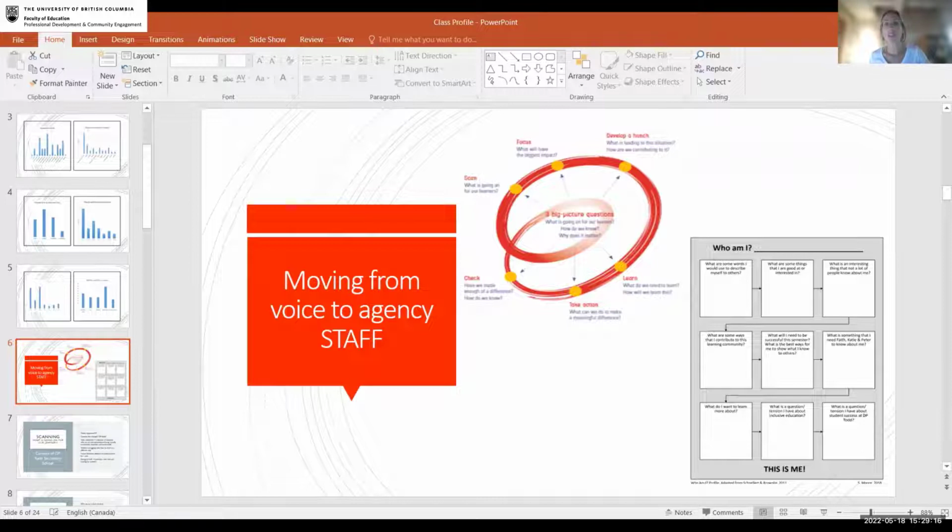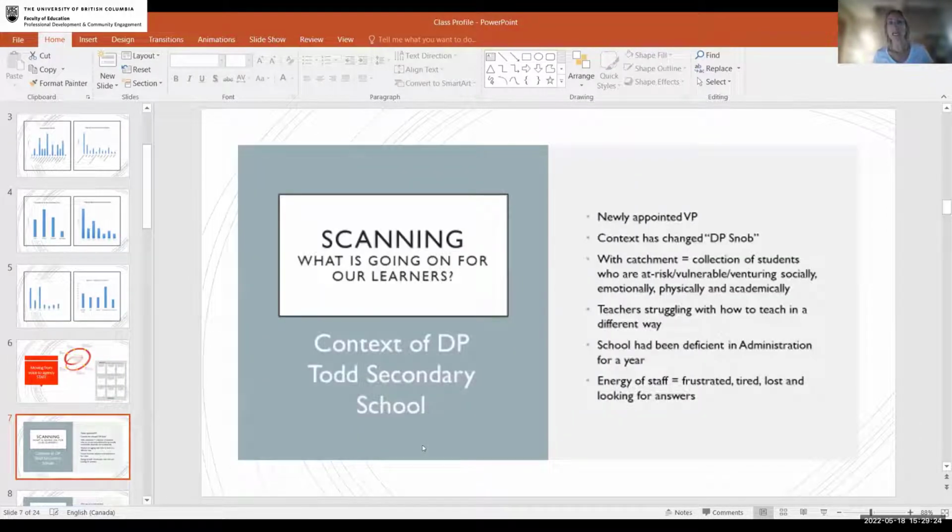And I also decided to use the spirals of inquiry kind of as a foundation to guide what I was doing with the class profile. So I'll walk you through that quickly. Scanning, what is going on for our learners? So I was a new vice principal at the school. The context of the school had changed. It went from being called DP Snob to DP Todd. The catchment changed. So they had a new variety of learners in the school.